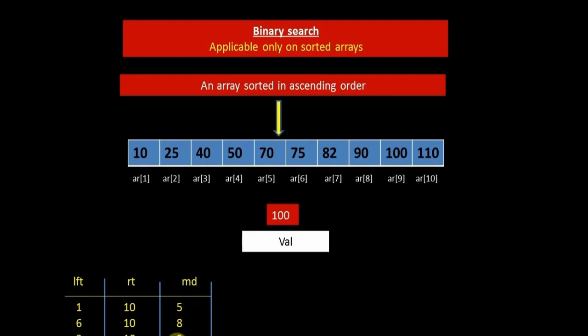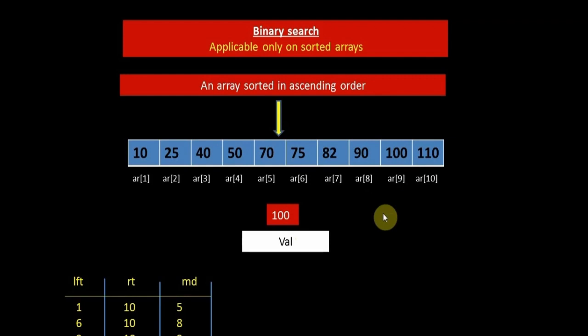So the middle element would be 9 plus 10, that is 19, divided by 2. In integer, naturally, we'll find the value of MD as 9. So MD is 9. Okay, again I will start comparing. I will compare val with R9. Yes, the matching is successful. So we will say that we were able to find the element.